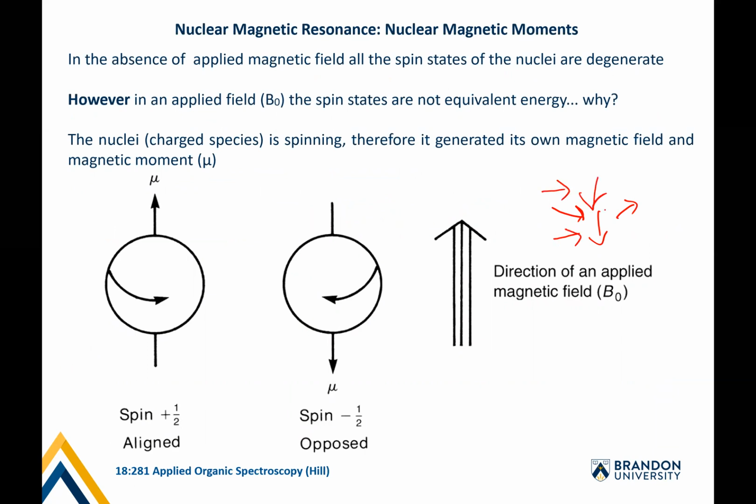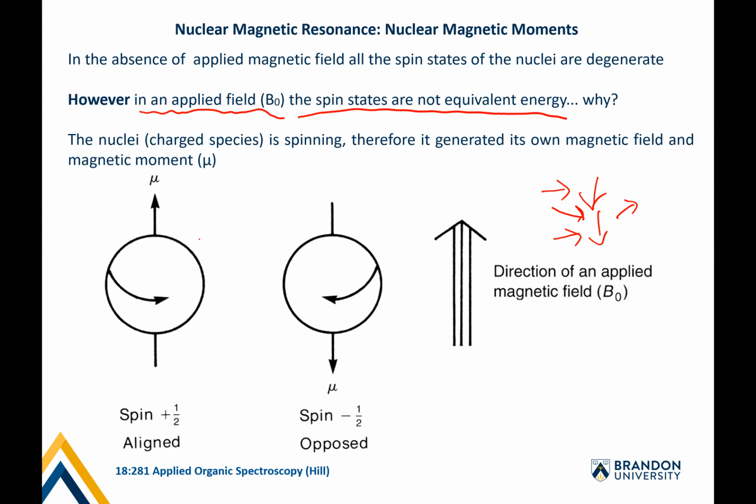There's no alignment to this, the energy level's the same. But once you put them in an applied field, it's funny that the Earth does have a magnetic field. I guess it's not strong enough to align the nuclei in a useful manner. But once you put it in a strong applied field, the spin states no longer are equivalent. So the key point is that these little nuclei we've got, they are spinning and they're charged.